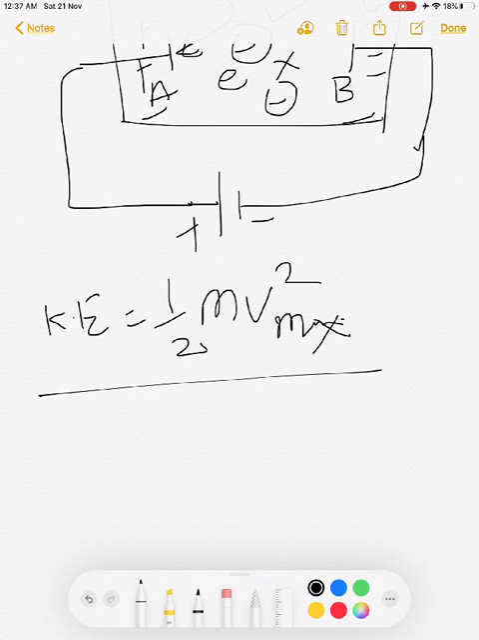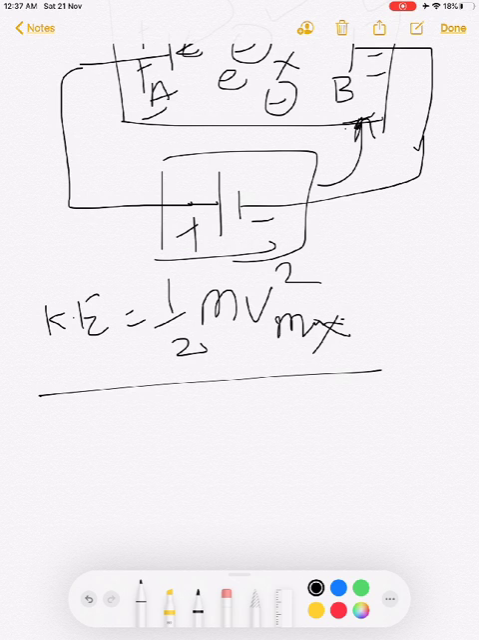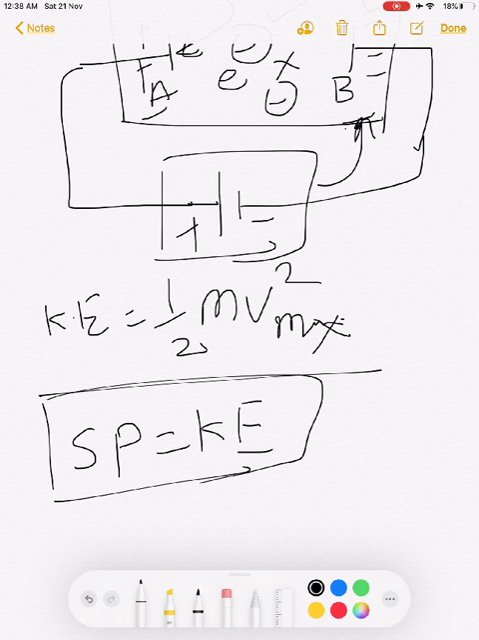The kinetic energy will be half m v max square. Now because of the reversal of the battery terminals, plate B got some stopping potential. The stopping potential provided by our battery should be equal to the kinetic energy of the electron. So stopping potential of the battery is equal to the kinetic energy of the electron.